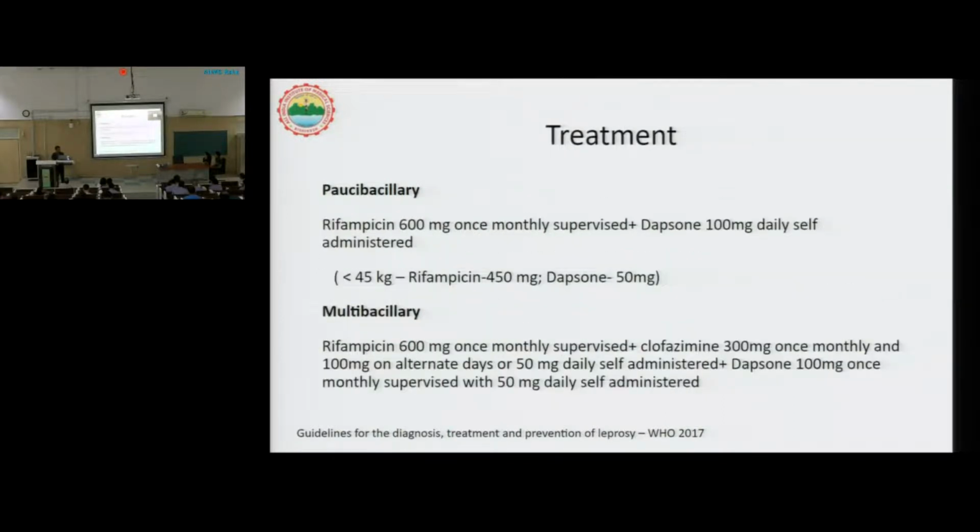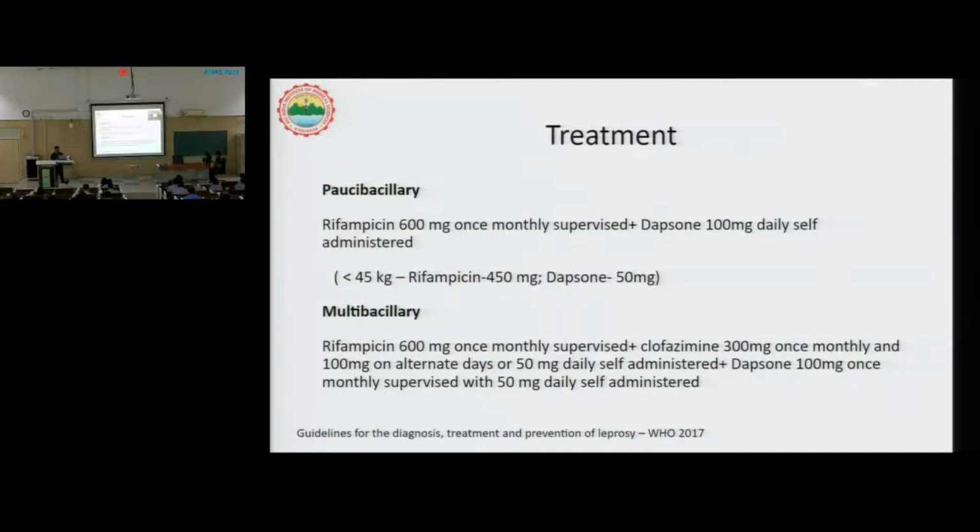Coming to treatment of leprosy, there is MDT recommended by the WHO. Patients are classified into two classes, paucibacillary and multibacillary. In paucibacillary patients, patients should be given rifampicin 600 mg once monthly, that is supervised, along with dapsone 100 mg daily, which is self-administered. In children, it is rifampicin 450 mg once monthly with dapsone 50 mg daily.